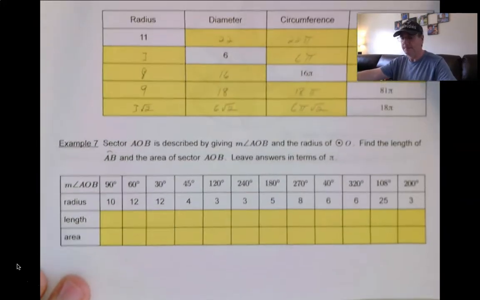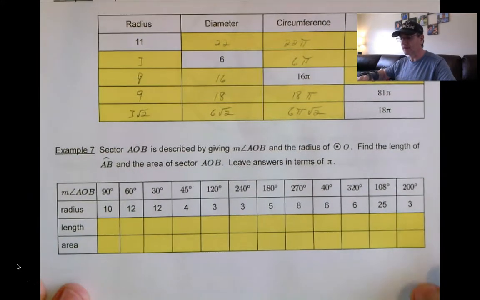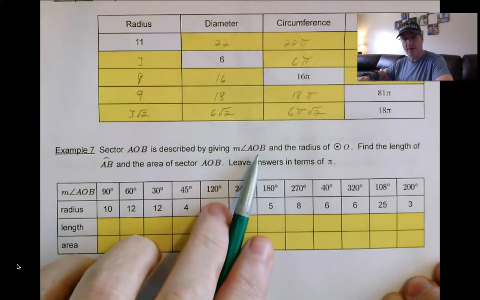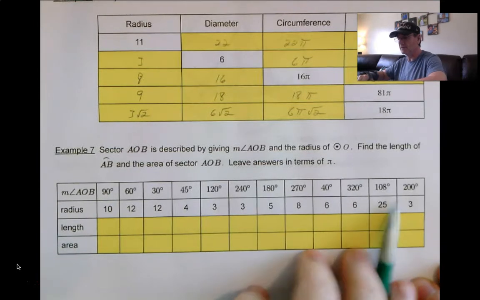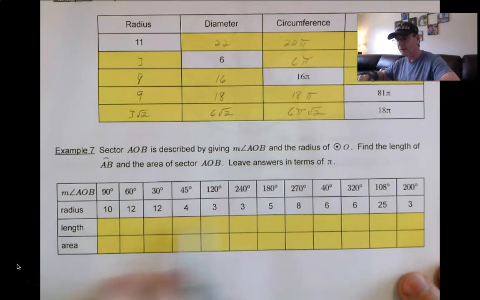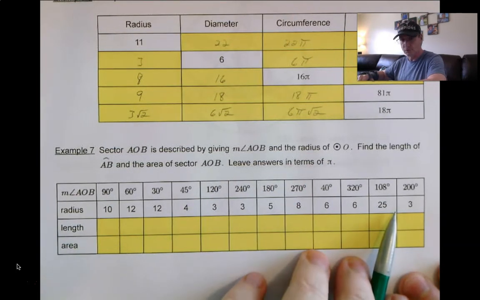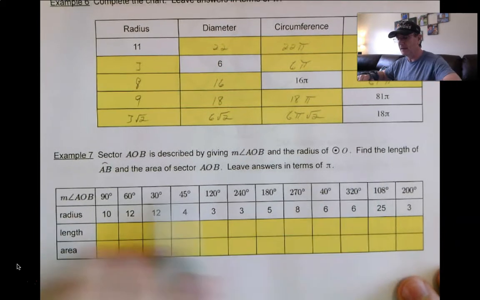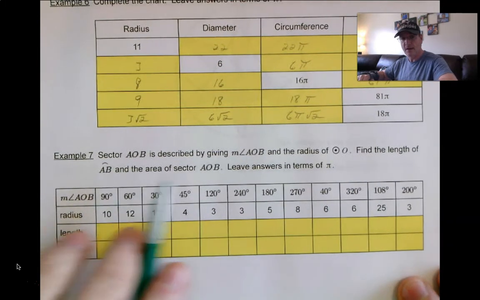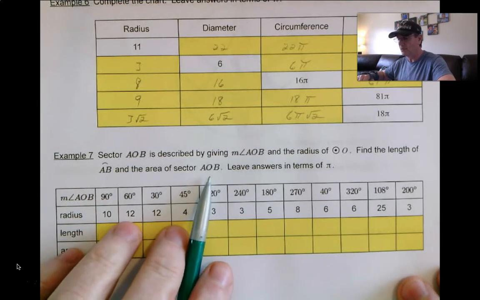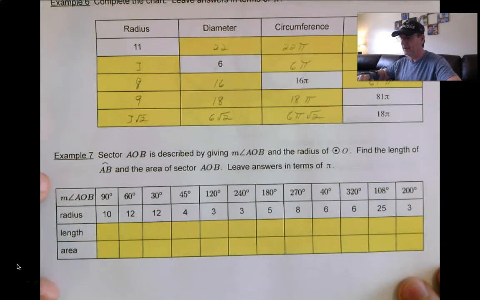Example 7. Sector AOB is described by giving the angle AOB. So we're going to be told what the different angle is for angle AOB, and we're going to have different radii for a circle O. We're going to find the length of the arc AB and the area of the sector AOB. We're going to leave our answers in terms of pi.